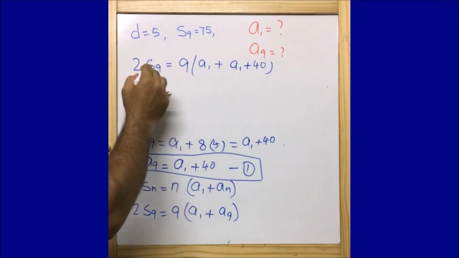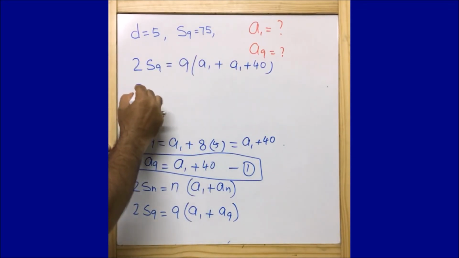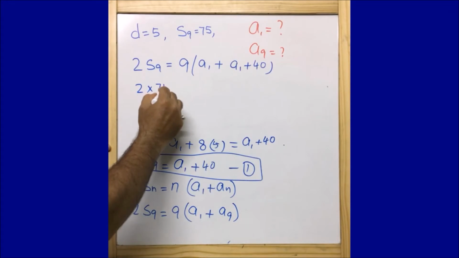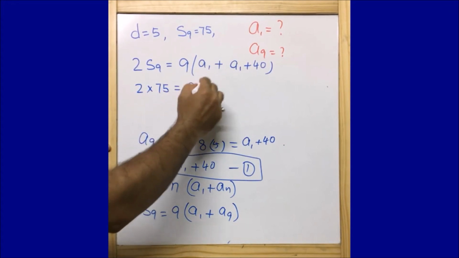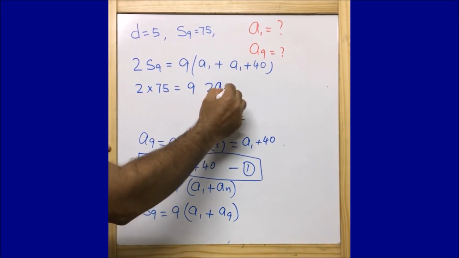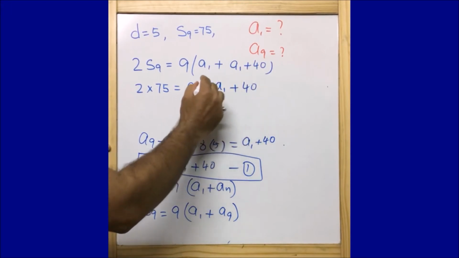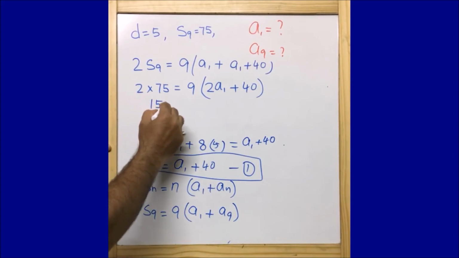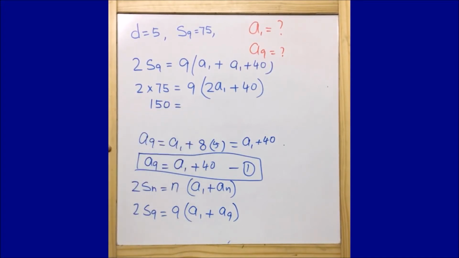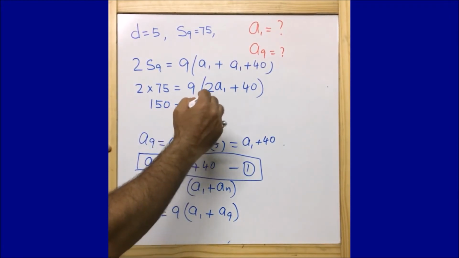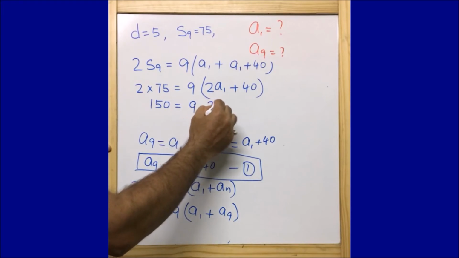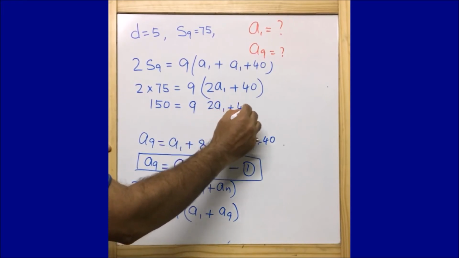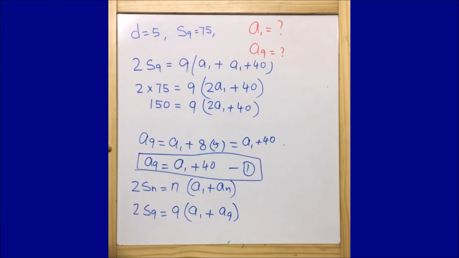Okay, now we very well know S9 is 75, so I can write 2 into 75 is equal to 9 into 2a1 plus 40, or I can write 2 into 75, that means 150 is equal to 9 into 2a1 plus 40.